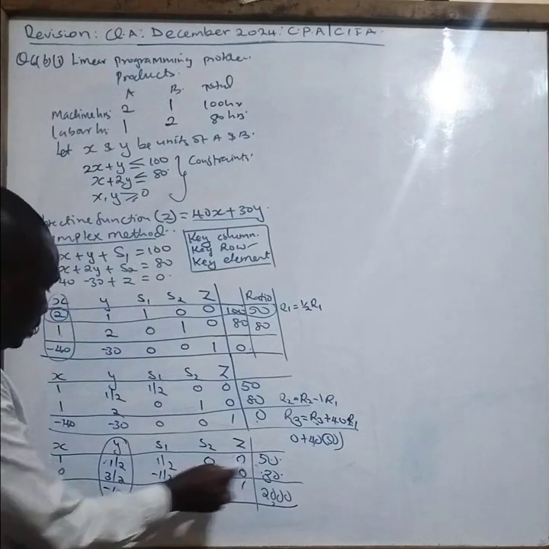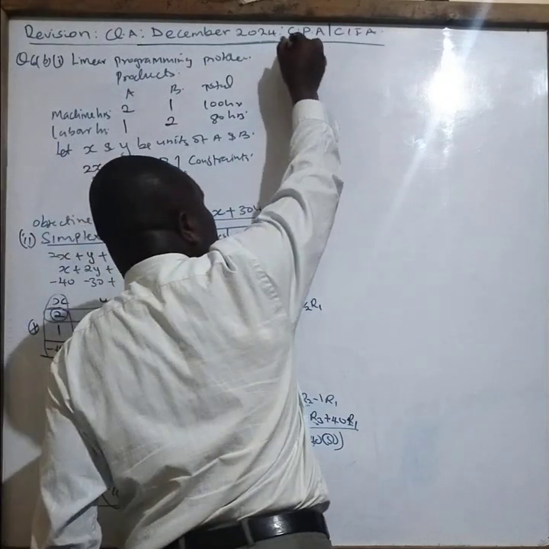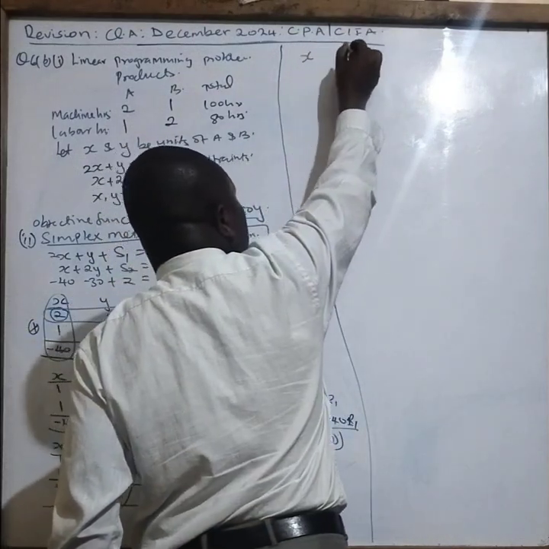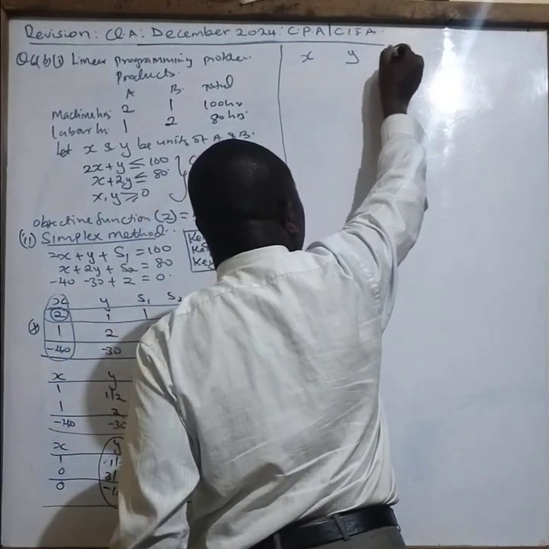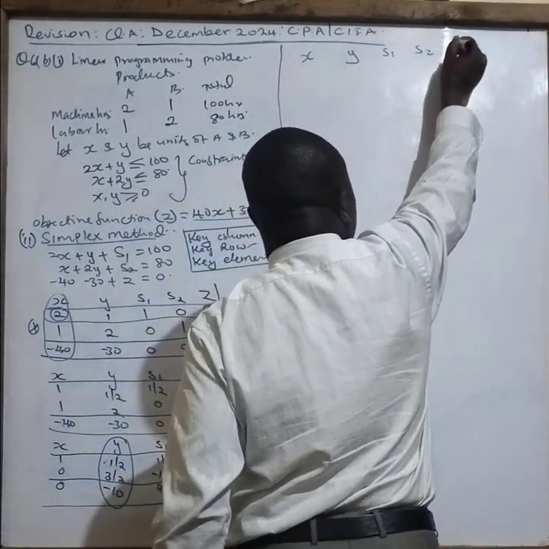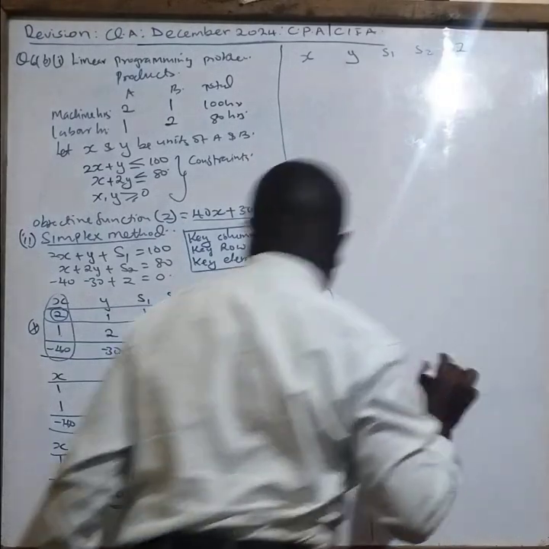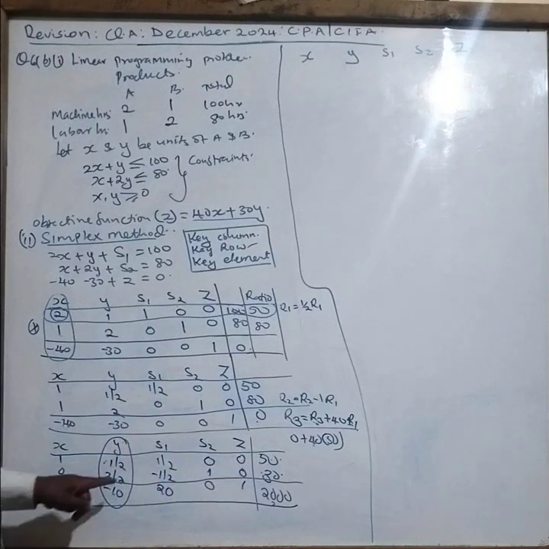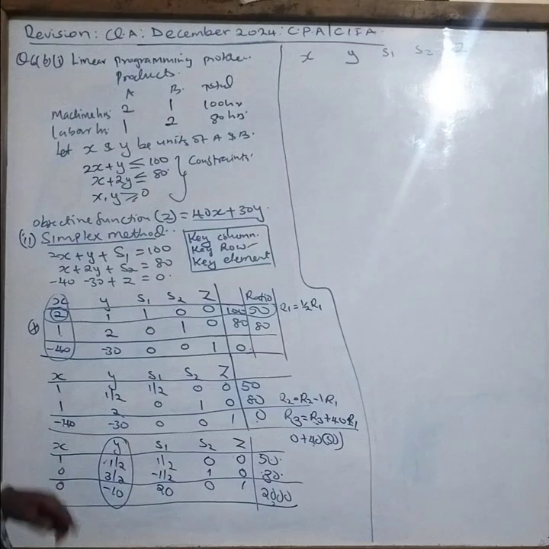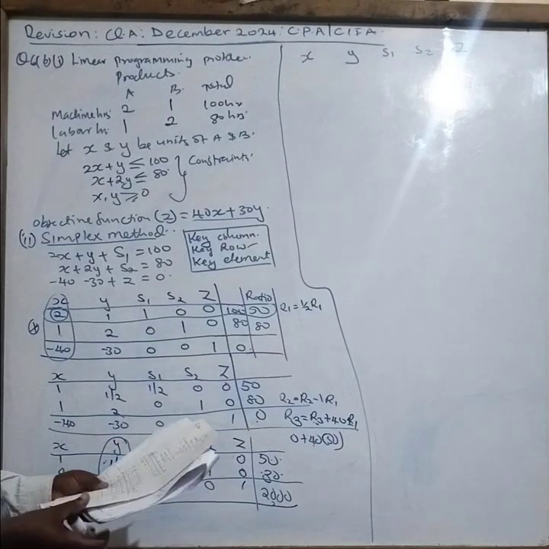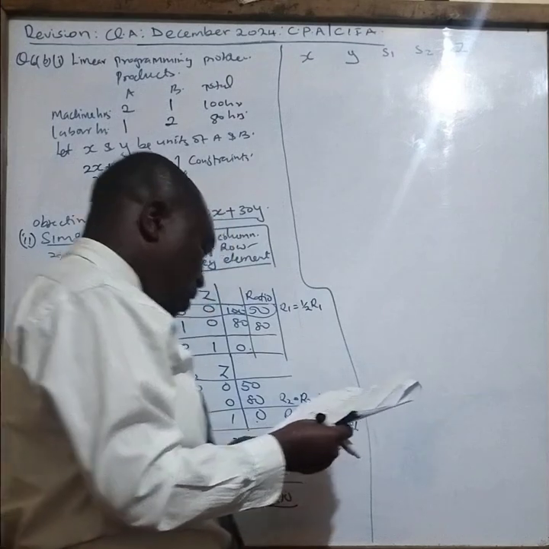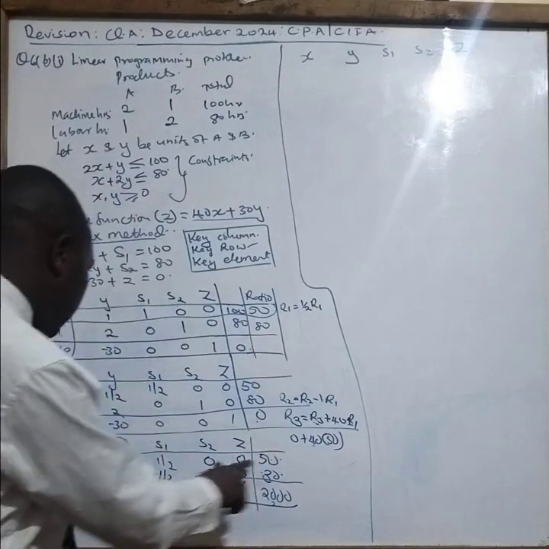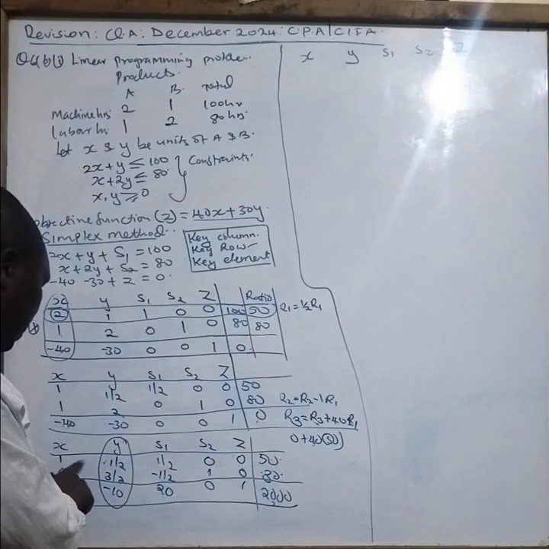So let's now work out. Before that, let me copy the table. It is X, Y, S1, S2, Z, and then we have the others. So 50 divided by a half, 50 divided by 1. 50 divided by 1 is 50, correct? Are you getting that, class? 50 divided by 1 is 50.